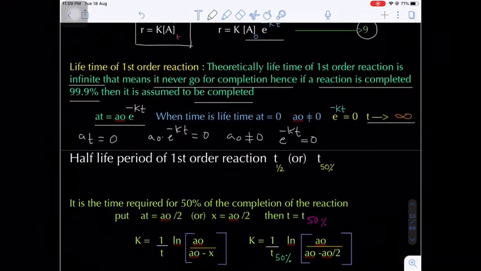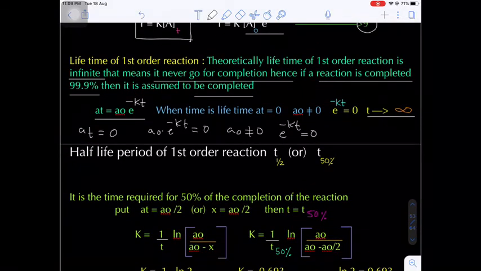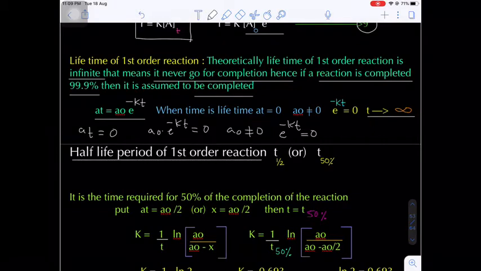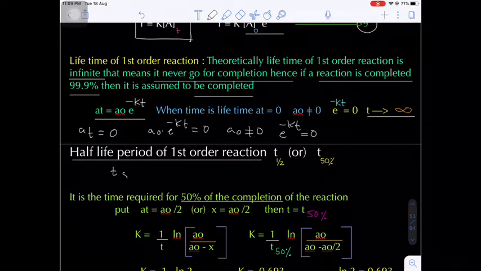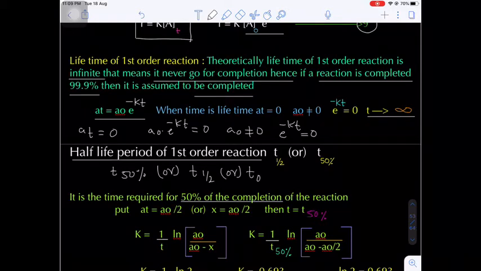Now the second important thing is the half-life period for the first order reaction. What is the definition of half-life? 50% of the reaction completed. The time taken for 50% completion of a reaction. This is nothing but T 50%, otherwise T 1 by 2, otherwise we can also write T 0.5. The time required for 50% of the reaction to be completed is called the half-life period.